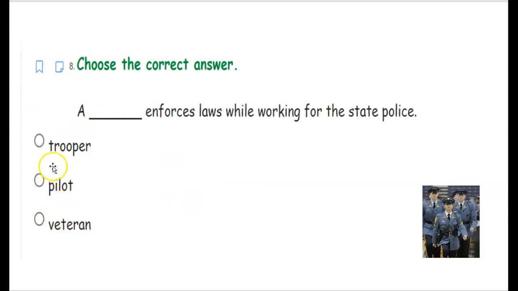All right, we have three choices: trooper, pilot, or veteran. A blank enforces laws while working for the state police. So think about which one of these is going to work for the state police. Is it going to be a trooper, a pilot, somebody who flies a plane, or a veteran, somebody who was in the war? So hopefully you're thinking trooper. A trooper, and we can see a picture over here of some troopers. They are going to be people who are enforcing the laws, and they work for the state police.